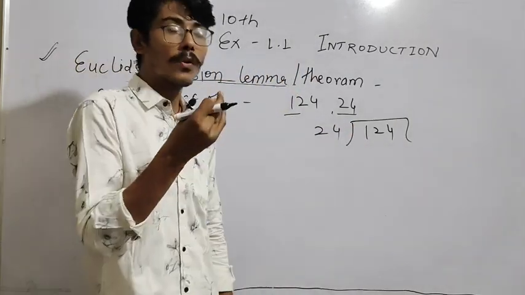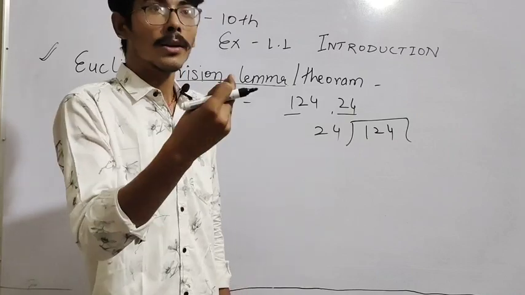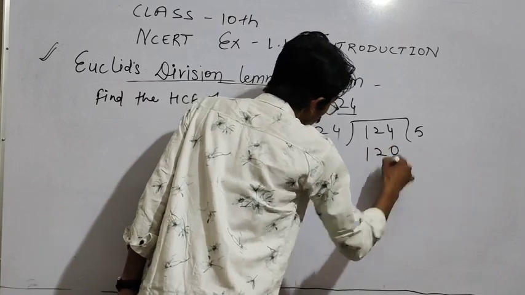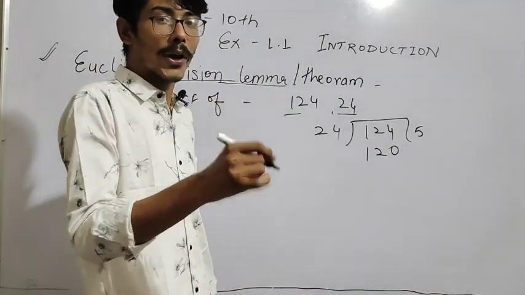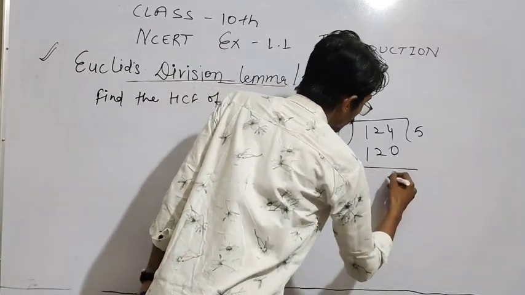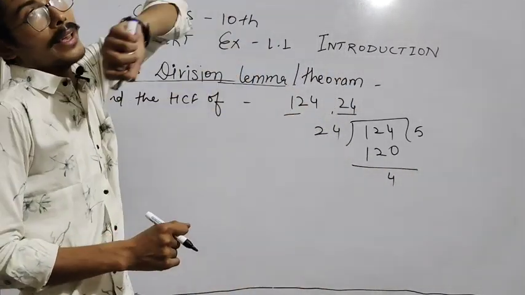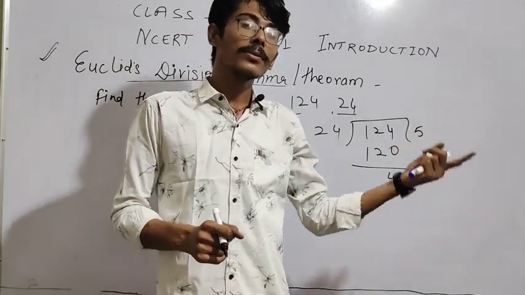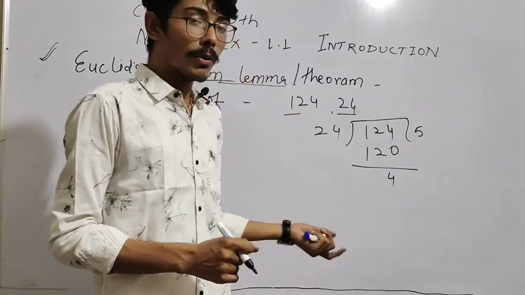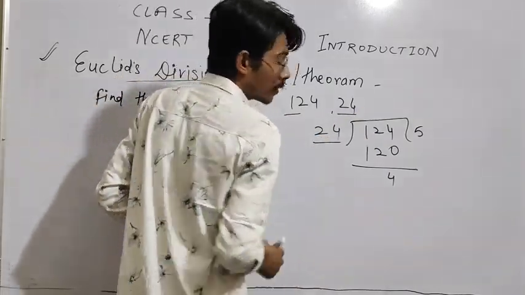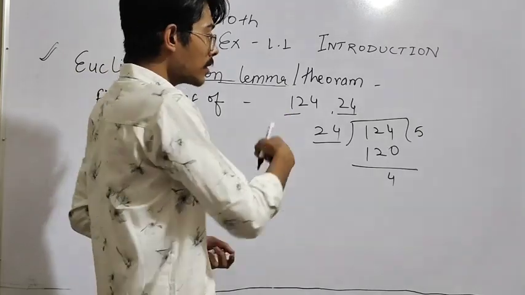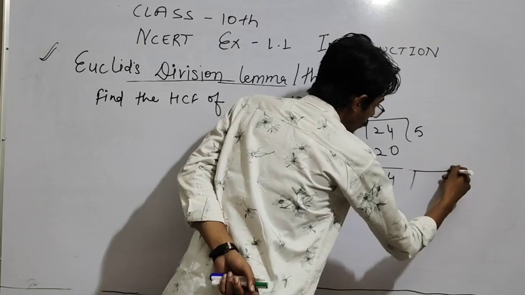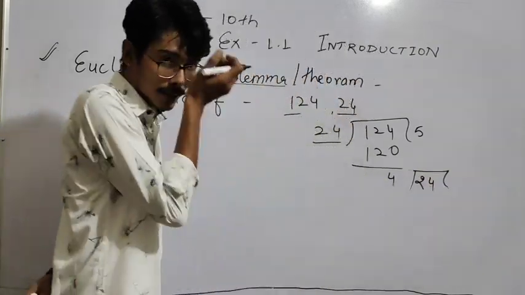24 1s are 24, 24 2s are 48, like we will arrive up to 5 and we are getting 120 here. 24 5s are 120. And what is the remainder? 4 is the remainder. But as we all are good students, we know that here our HCF is not done. Then we will continue with this divisor, and we will divide 24 by this 4.